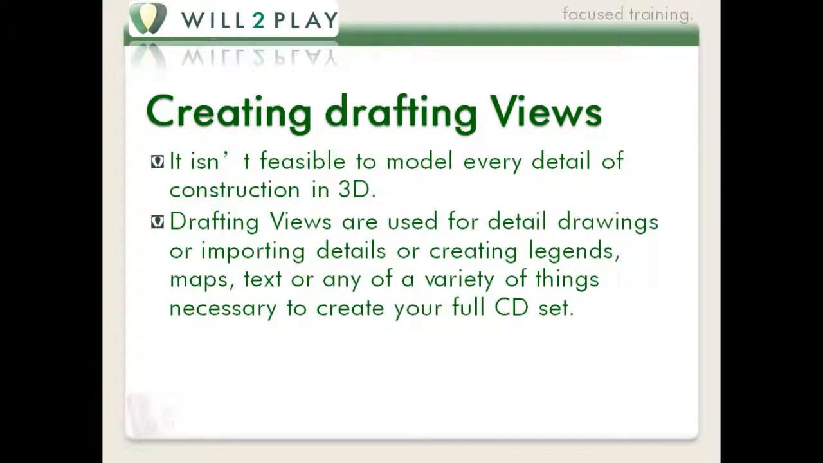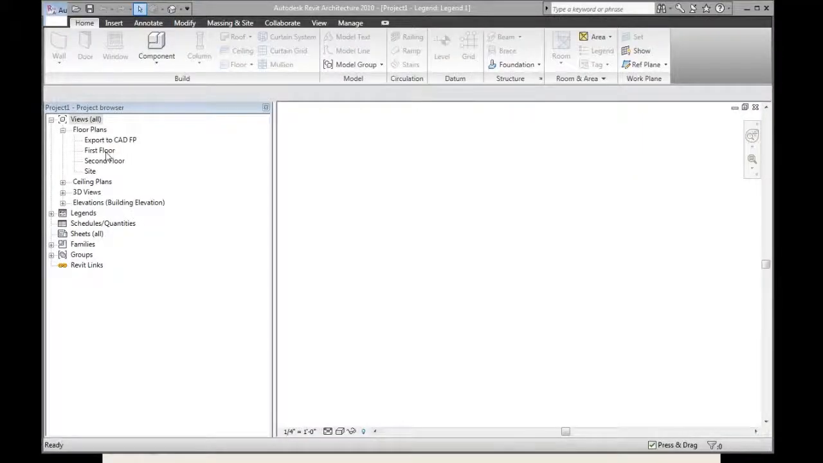Okay. Drafting views. It's not feasible to detail everything in the construction, right? If we detailed every 10-penny nail in every wall, our project would blow up. Everybody agree with that? Shake your heads, type in questions, point at the screen, say yeah, okay. So drafting views are essentially used to deal with that problem, or well, not a problem, it's up to you whether you want to think of this as a problem or not. But let me at least jump into Revit right now, and go to my first floor plan.